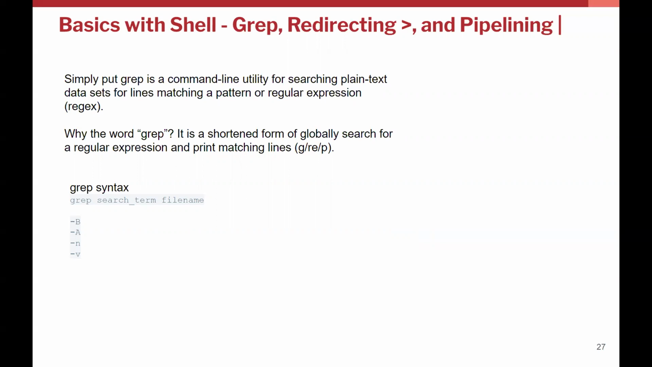It has several options. B and A will be very useful because they return a matching line plus context: B returns lines before, A returns lines after. Lowercase n prints out the line number from the file for the match. And the last grep option you may find useful is lowercase v, which does an inverted match. This will return everything that doesn't match the pattern.